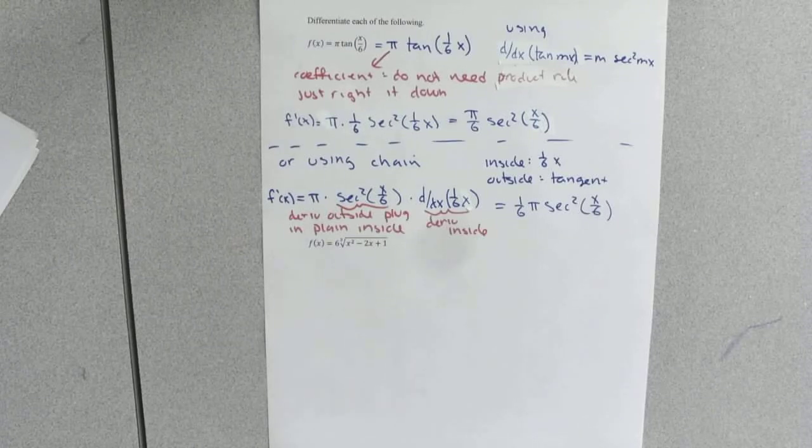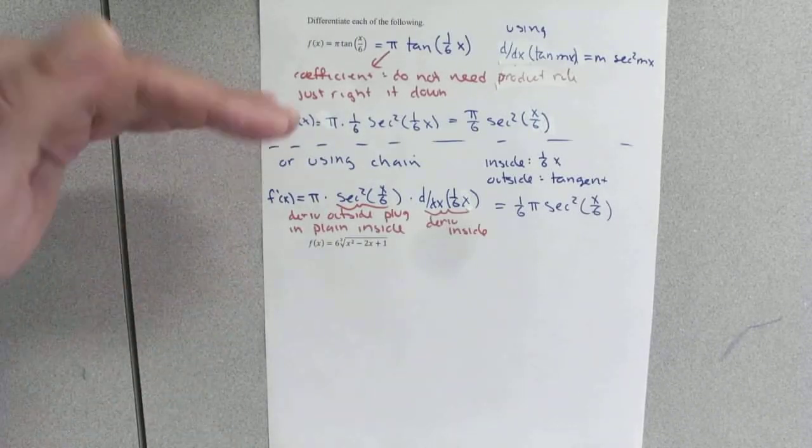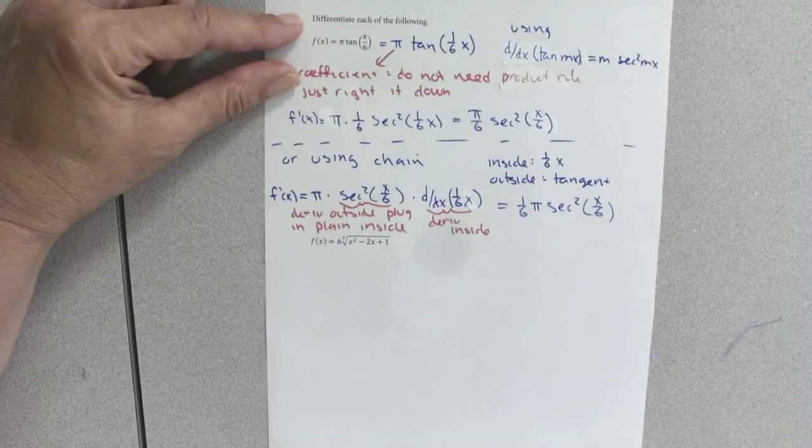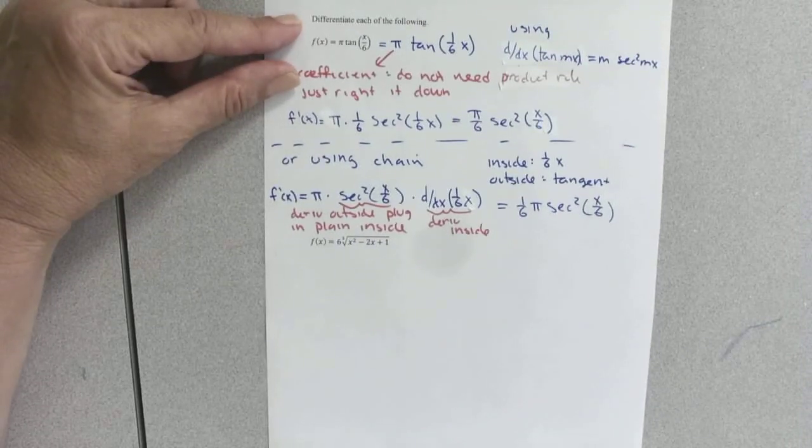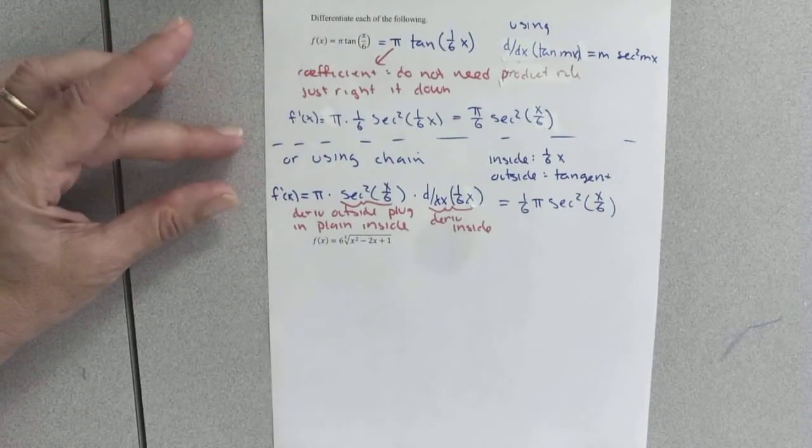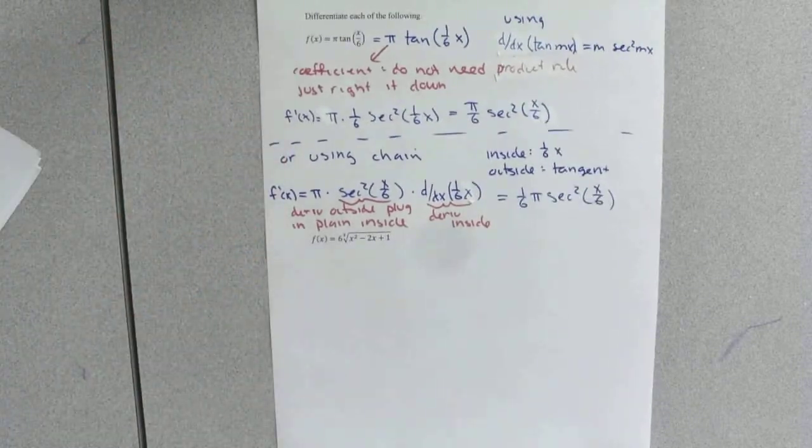So on these simpler ones, you've got some choices. Here's the way I would probably do it, because I've been doing this for a really, really long time. Here's maybe the more beginner's way, recognizing that it is a composition and it is a chain rule.